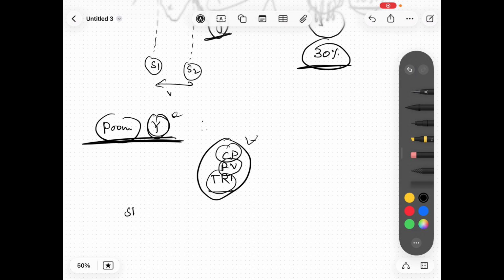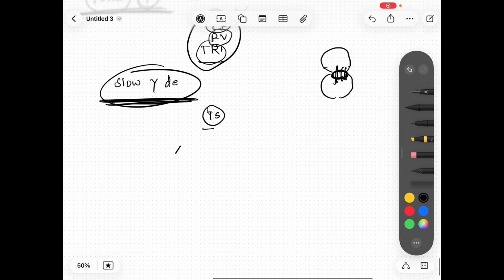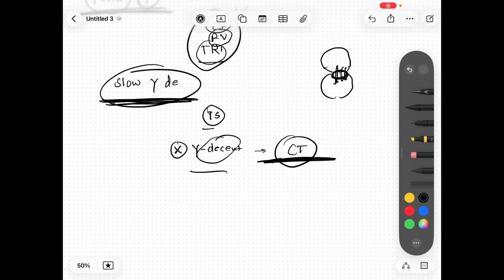When there is slow Y descent, this is important. For example, Y descent occurs due to passive filling. There is no atrial contraction happening here. When there is a stenotic lesion like tricuspid stenosis, blood will slowly fill into the ventricle, which leads to the slow Y descent. Now, Y descent is absent in cardiac tamponade. We'll discuss this in detail in the cardiac tamponade video.